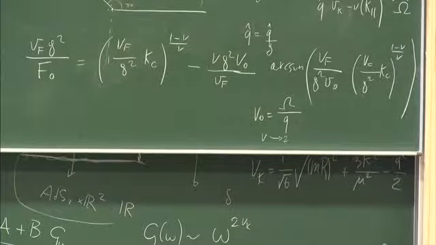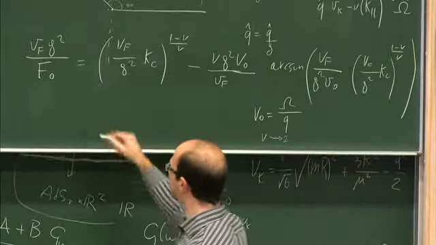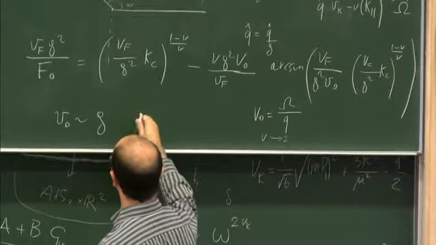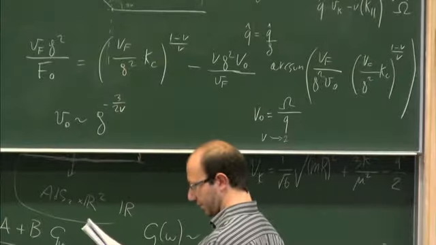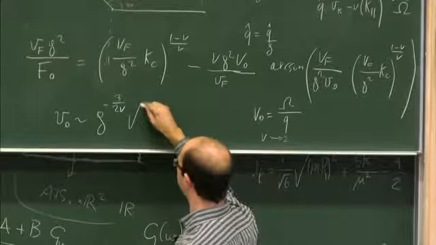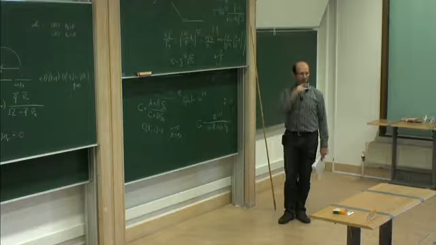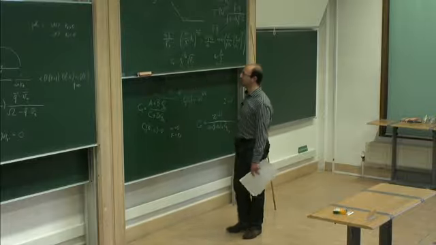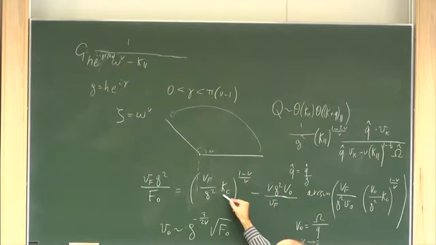What does it depend on? It depends on f0. So in the limit of large f0, this goes like g to the minus 3 over 2 nu. So the square root of f0 is the same as in the Fermi liquid, up to prefactors, which depends on this k_c, which is a cutoff on the momentum integral.